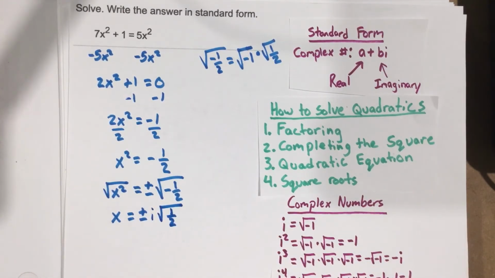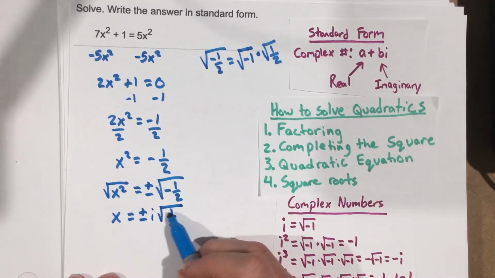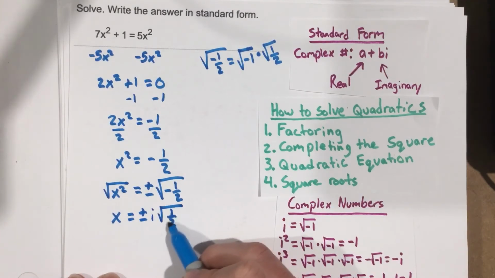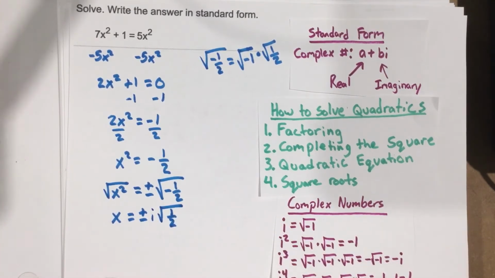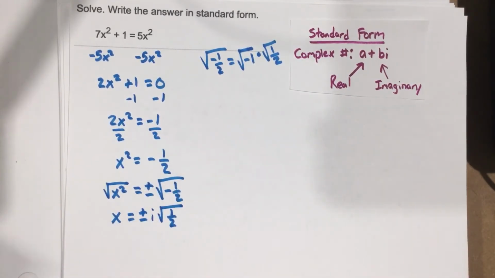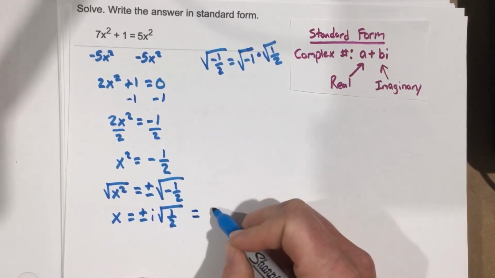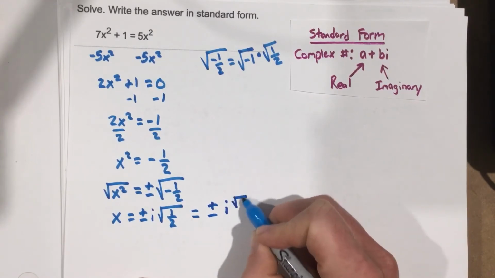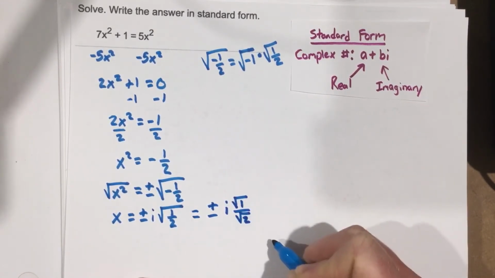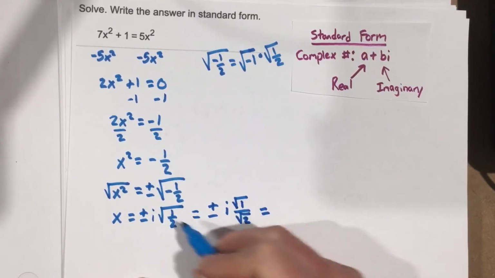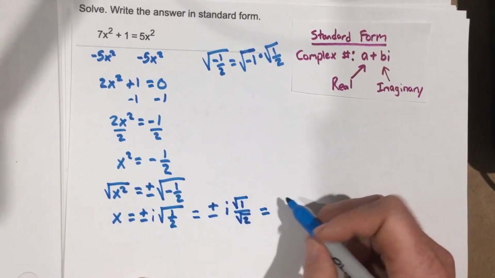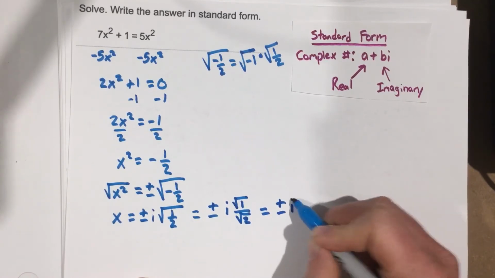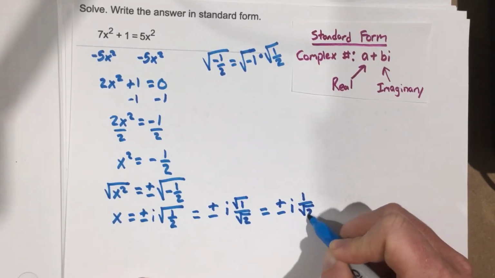And then they might even want us to rationalize root 1/2. They usually don't like just a fraction inside of a radical. So we can actually rationalize the denominator, is what it's called. So let's do that here. I'm going to move some stuff out of the way. We'll say that this is equal to plus and minus i root 1 over root 2. Well, I know root of 1, because I split the radical, is just 1, so it's plus and minus i 1 over root 2.